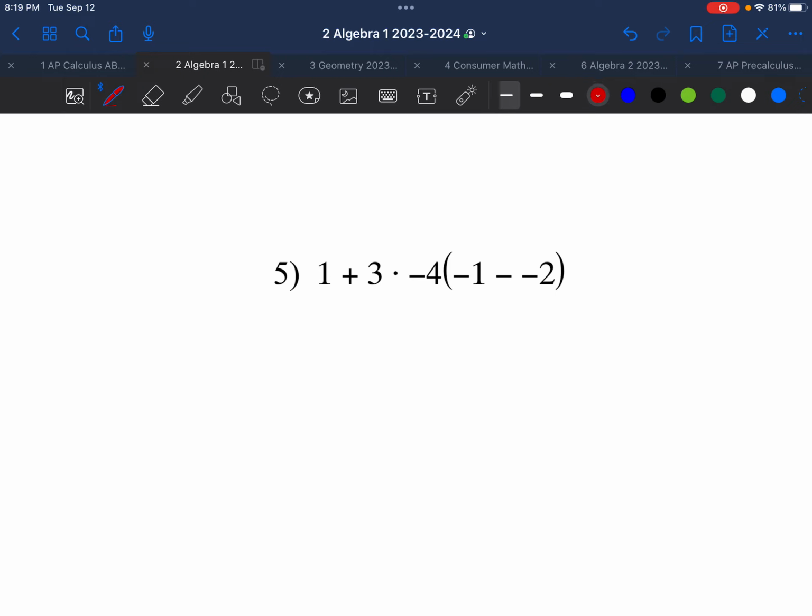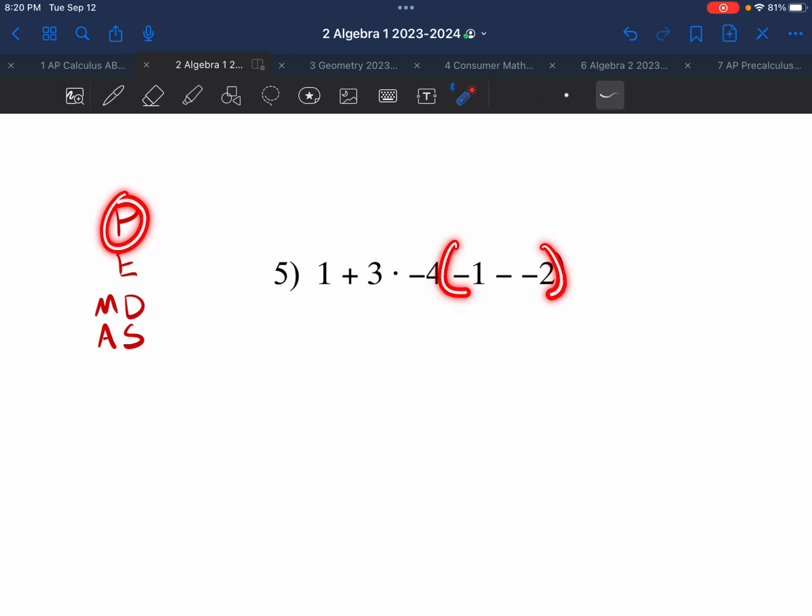Again, just making sure that you understand why I'm doing this. It's please excuse my dear Aunt Sally, where multiplication and division are at the same level and addition and subtraction are in the same level. Whenever you encounter multiplication and division, you just move left to right. All right, so in this case, I'm doing parentheses first.